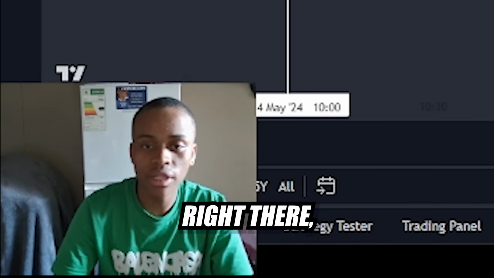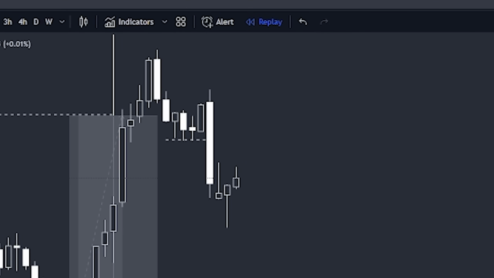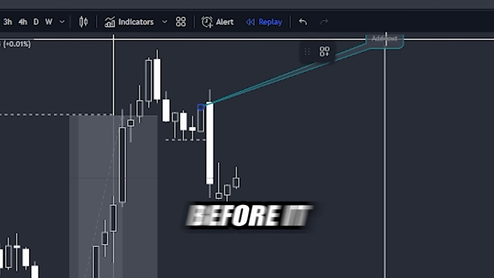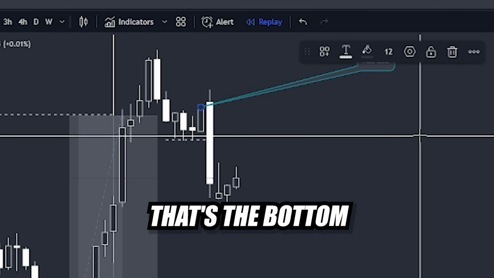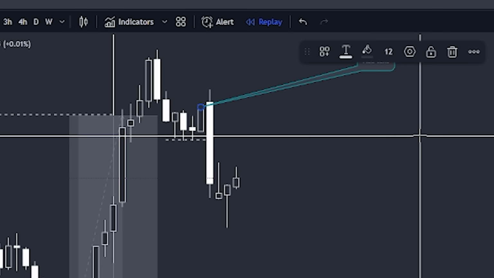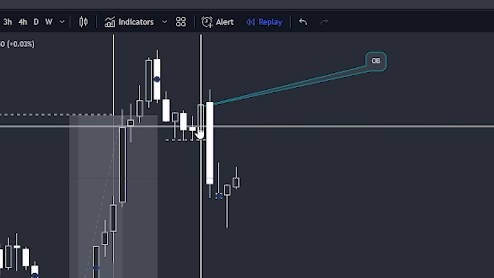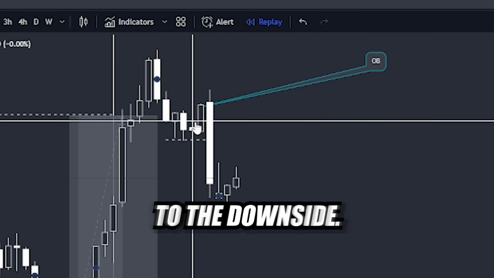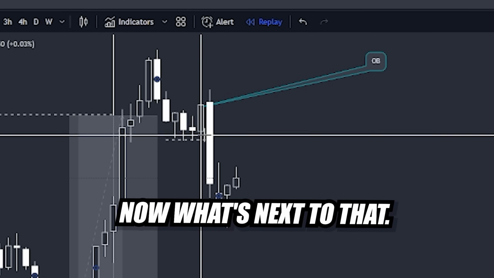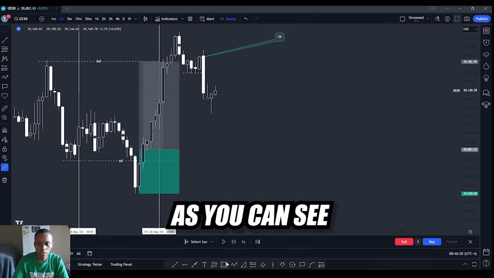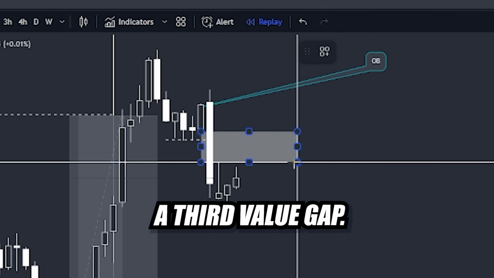So as you can see right there, that candle, the last candle before an impulsive move to the downside, that's your order block right there. That's your order block. That candle, the black one before an impulsive move to the downside. Now, what's next to that order block? As you can see, we are spotting a fair value gap.